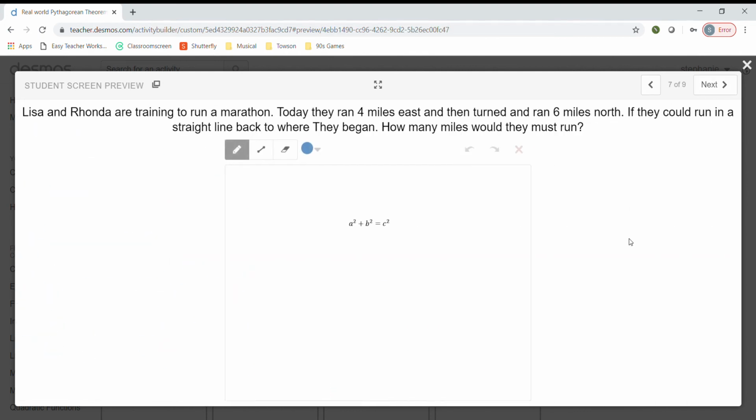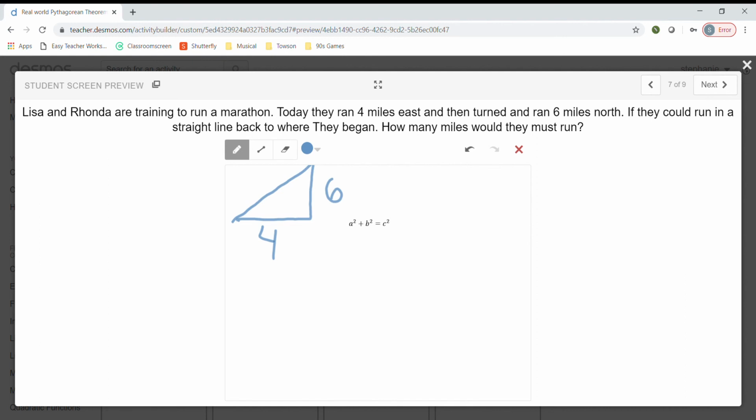All right, let's look at number 7. Lisa and Rhonda are training to run a marathon. They ran 4 miles east and 6 miles north. Okay, so 4 miles east, 6 north. If they could run a straight line back, we want to find that distance because it's going to be shorter than running the 10 miles that they just ran a second ago.